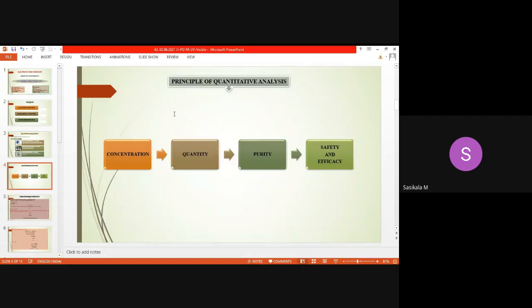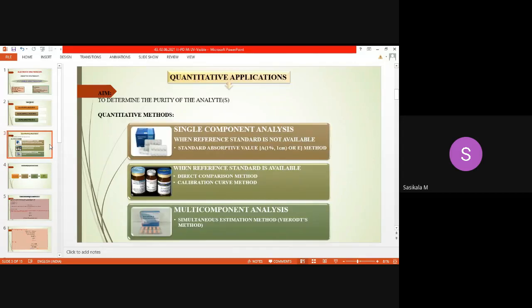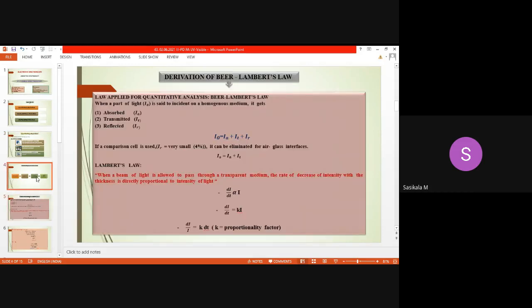That we'll be discussing now. For quantitative analysis, what law? All the substances should meet Beer-Lambert's law. So according to Beer-Lambert's law only, we are going to analyze or you are going to perform quantitative methods, all these 4 methods. Okay, even simultaneous estimation, direct comparison, calibration curve, absorptivity value, all these should meet the law, that is Beer-Lambert's law, that we'll be discussing now.